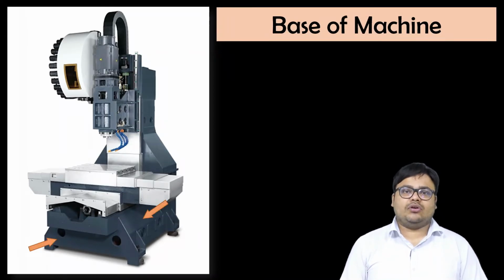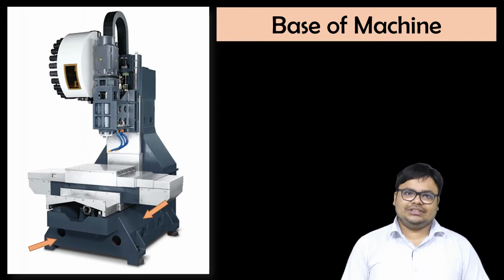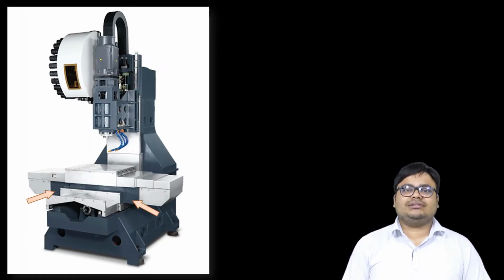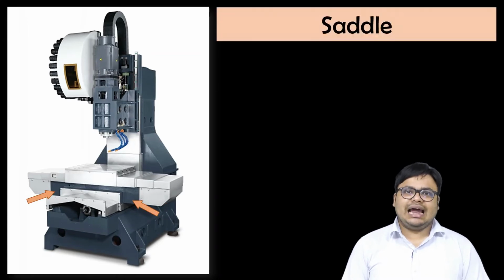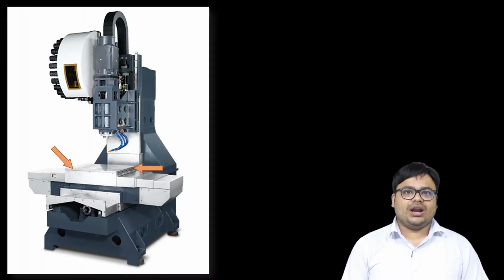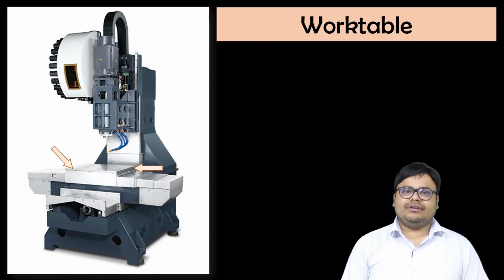This area where the arrow marks are indicating is known as the base of the CNC milling machine. Then the next part, above the base, is known as the saddle of the CNC milling machine. Then the next one is the work table. Above the saddle is the work table, on which we can put the vise or directly clamp the job. So this is the work table of the CNC milling machine.